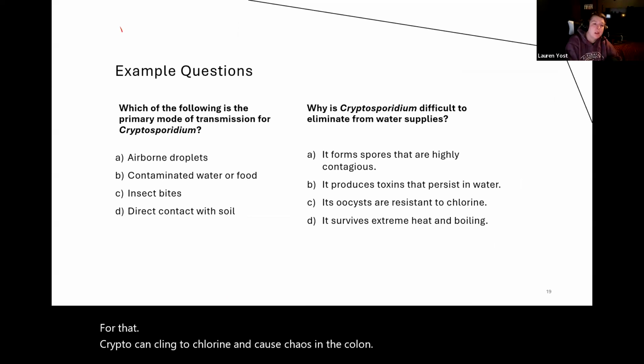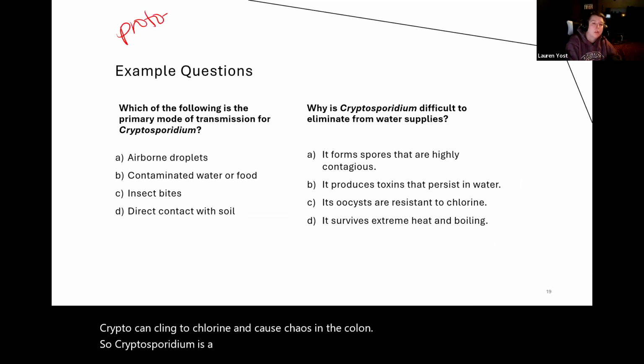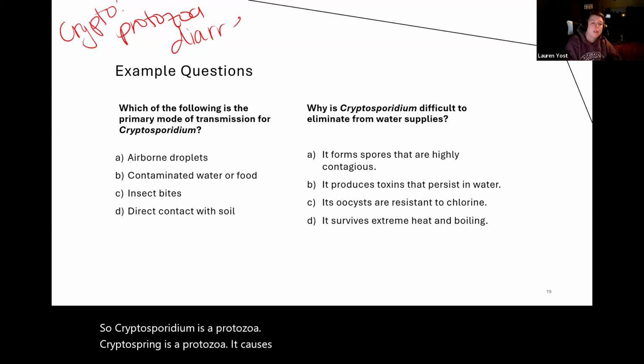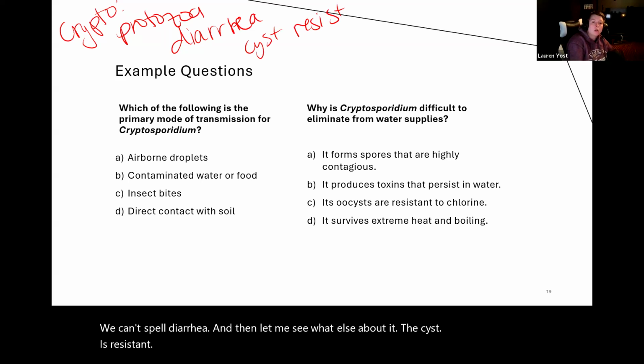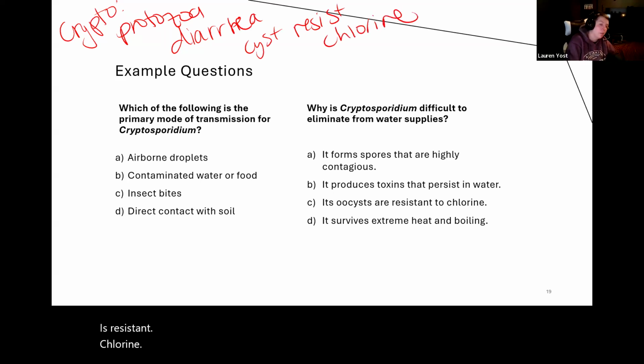So Cryptosporidium is a protozoa. It causes diarrhea. Can't spell diarrhea. And then, let's see what else about it. The cyst is resistant to chlorine. All right, so there's your little notes up here. Let's get to our questions.